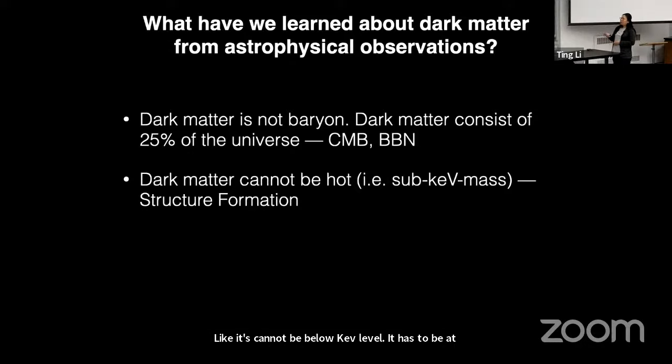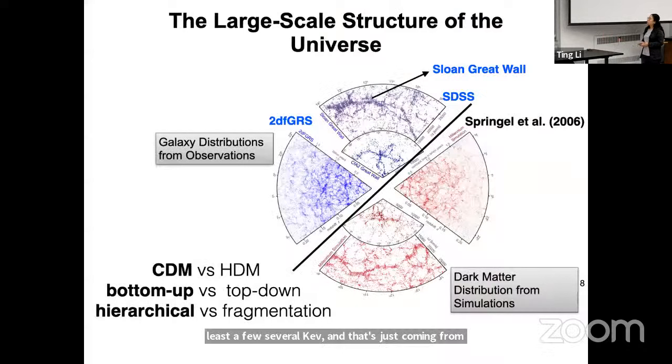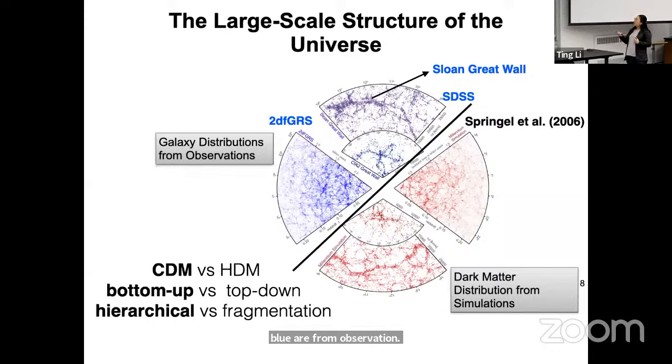And that's just coming from observational evidence called structure formation. So this is a picture showing you the large scale structure of the universe. The top and left panel in blue are from observation. Each dot here is a galaxy observed by several different surveys. So it's the 2dF survey here, it's the Sloan survey here.